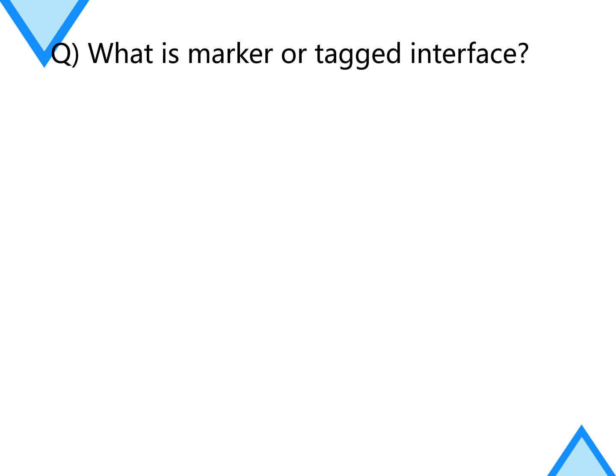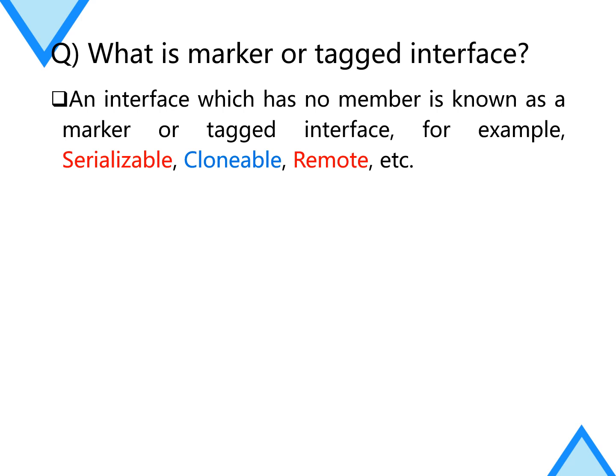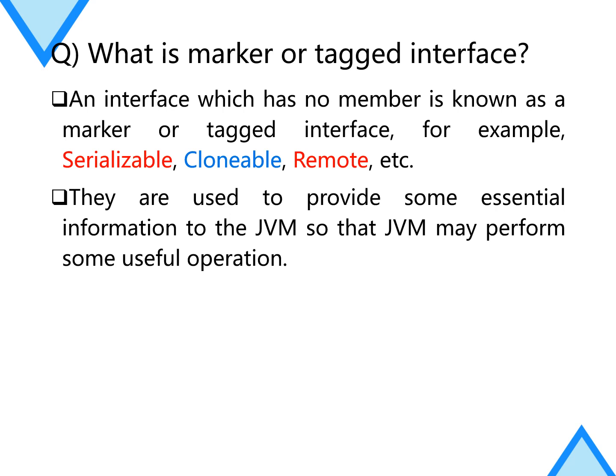Here we have another question: what is a marker or tag interface? The answer is that an interface which has no member is known as a marker or tag interface. For example, Serializable, Cloneable or Remote. These are examples of tag or marker interfaces. They just pass some information to the Java virtual machine. The marker or tag interfaces are used to provide some essential information to the Java virtual machine so that it may perform some useful operations, like we use Serializable, Cloneable or Remote.